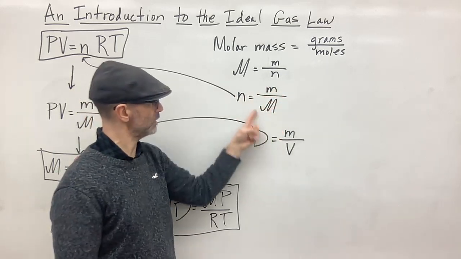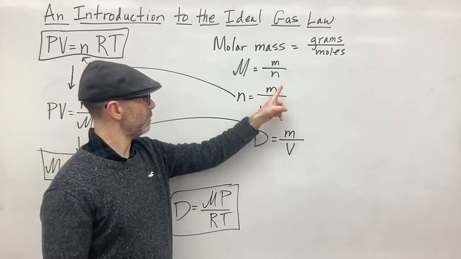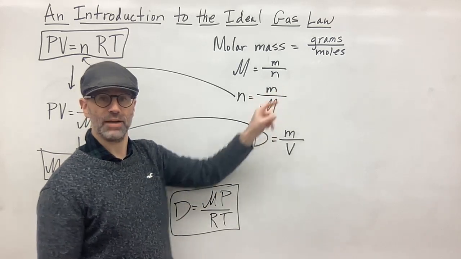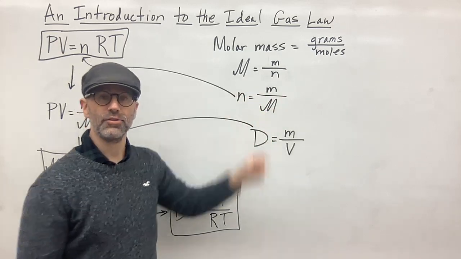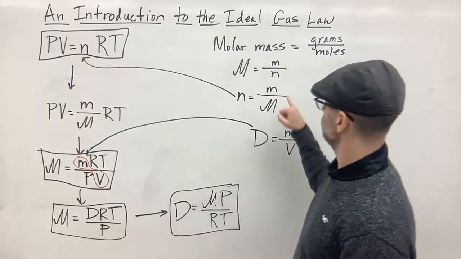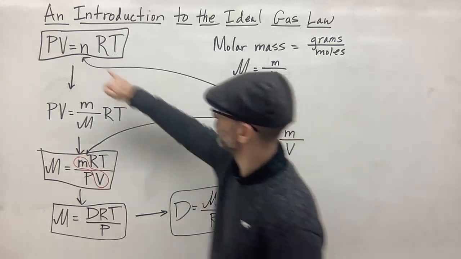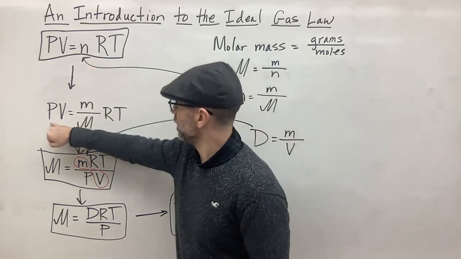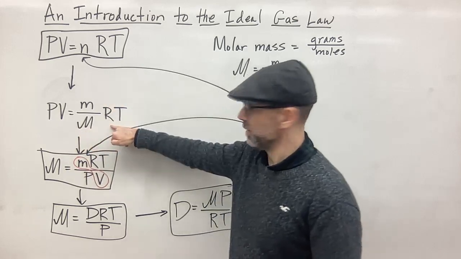So this is the molar mass of whatever substance or gas we're looking at, and this would be the mass of the gas. So the number of moles is mass divided by the molar mass. And so in our equation we have n, so we can substitute m over molar mass, the mass over molar mass, in for n.